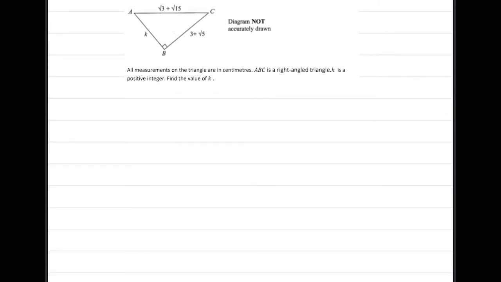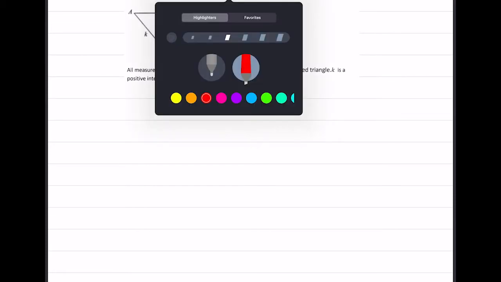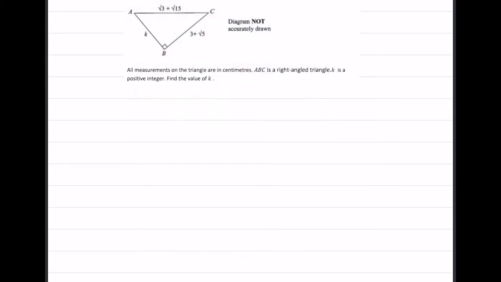If we look at the next question, we have surds in our length. So we have triangle ABC, it's a right angle triangle. The question says all measurements on the triangle are in centimeters. ABC is a right angle triangle, K is a positive integer, and it says find the value of K.